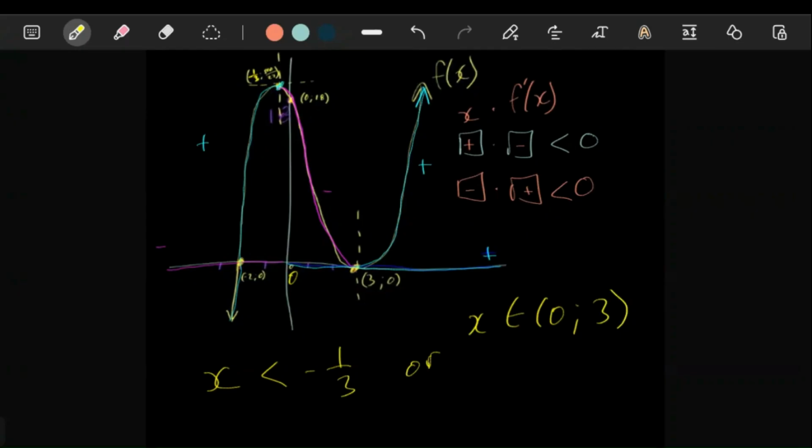And then from positive 3 going all the way to positive infinity, you have positive gradients while having positive x values, so that does not qualify for your answer. So these are the only two sets of answers that work for the expression that they have given us. So that is that for this kind of question.